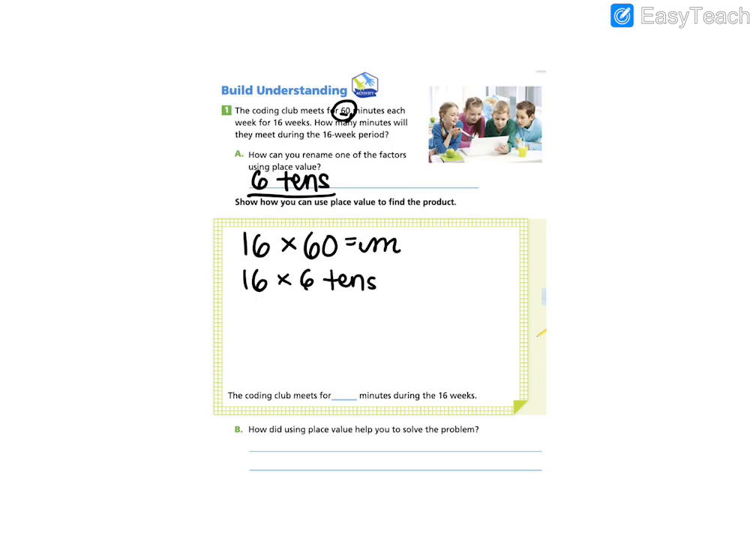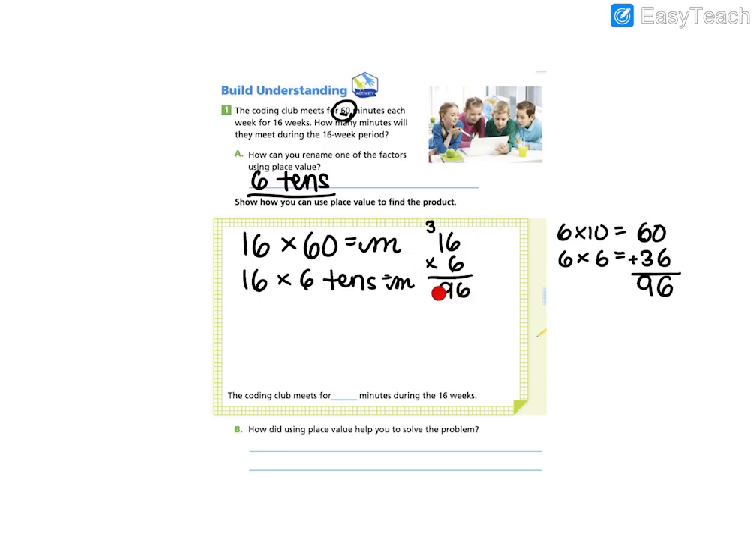Go ahead and solve for 16 times 6. You can use your knowledge of place value and distributive property to multiply. You can use a standard algorithm and stack it vertically, but go ahead and solve for 16 times 6. Pause if you need any more time to solve. You should have gotten 96 as your answer to 16 times 6.